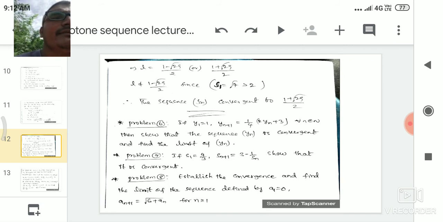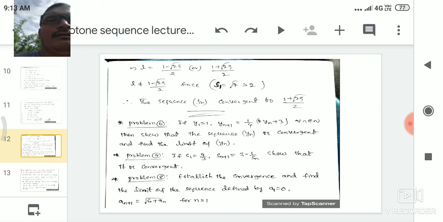The sequence Sn, then obviously it is convergent to 1 plus root 29 by 2. So it is approximately, so what is the value of root 36? 6. So 6 plus 1, 7 by 2, that is approximately 3.5. That is approximately 3.5 or 4.